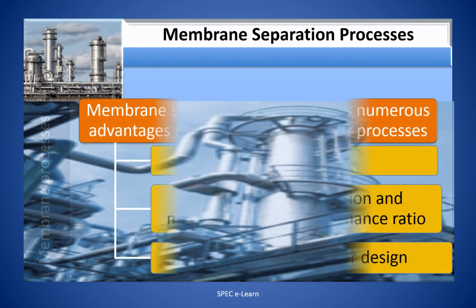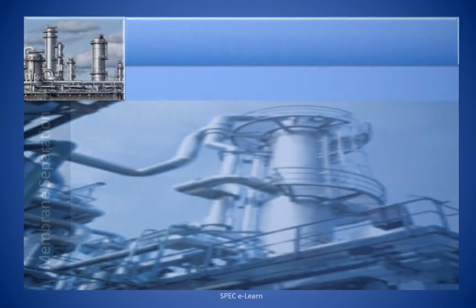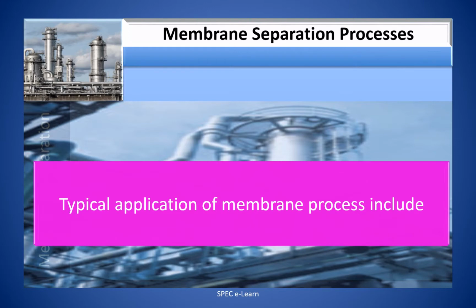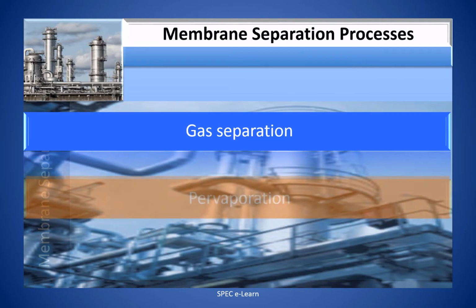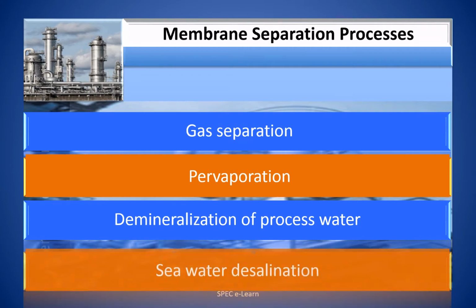Membrane separation process offers numerous advantages over other mass transfer processes. 1. High selectivity. 2. Low energy consumption and moderate cost to performance ratio. 3. Compact and modular design. Typical applications of membrane process include gas separation, evaporation, demineralization of process water, and seawater desalination.